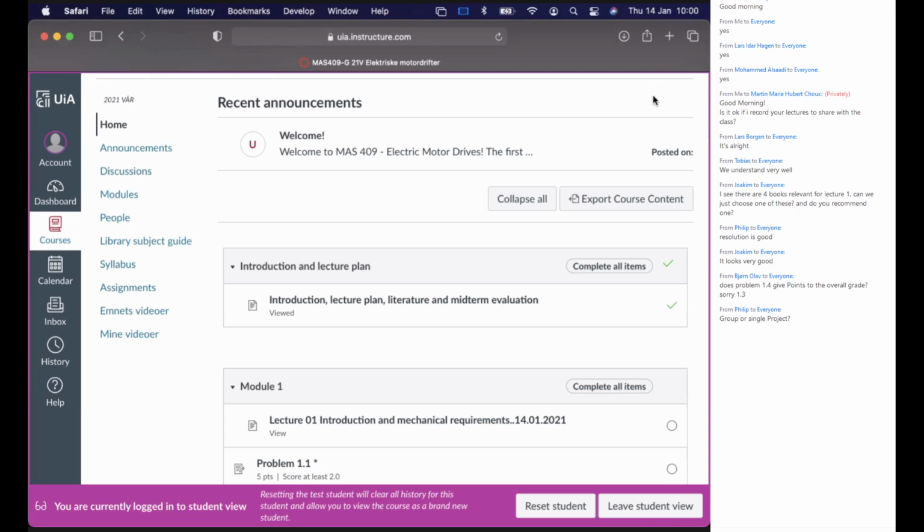Okay, I have some questions on the chat, I see. Does problem 1.4 give points to the overall grade? Or 1.3? Yeah, the one that was not mandatory to submit. But actually, none of the programs will give any points for the final grade. It's just to practice and to unlock the next modules.